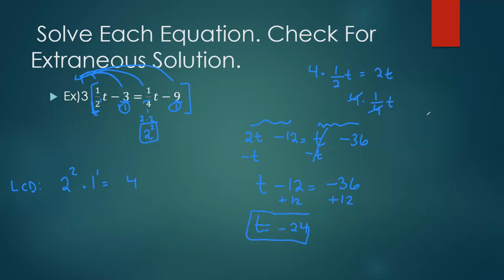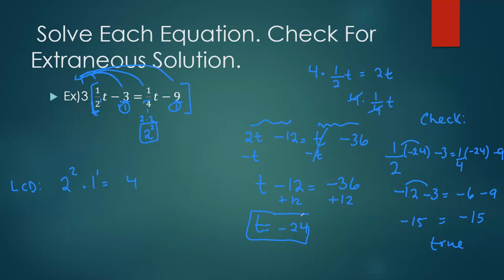Okay. Now we're going to check. So plug in -24 back into t. Okay. -24 times 1/2 is -12 minus 3. -24 times 1/4 is -6 minus 9. -6 minus 9 is -15. -12 minus 3 is -15. So it's true.